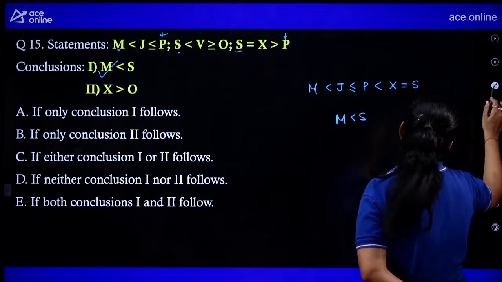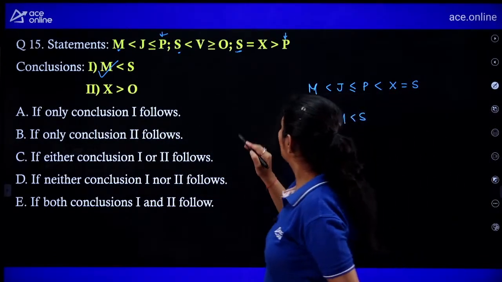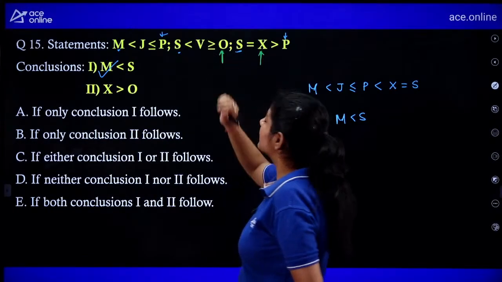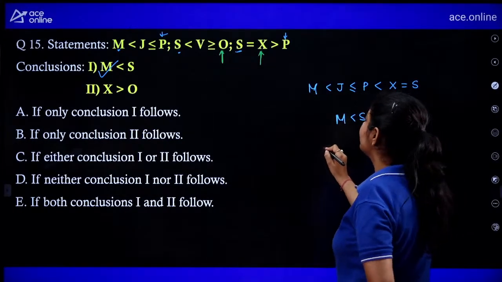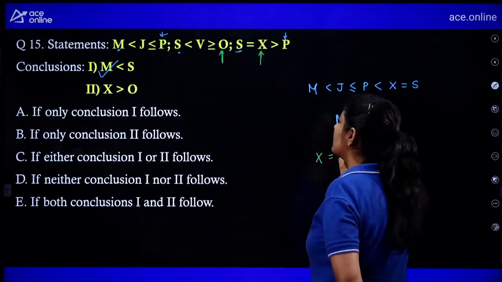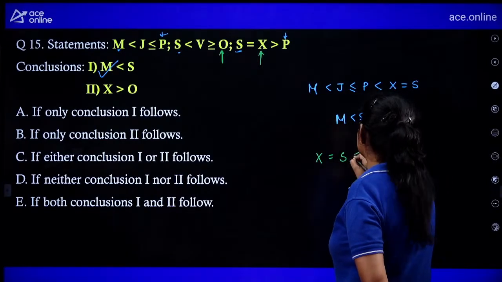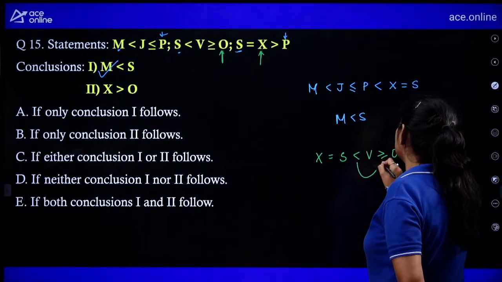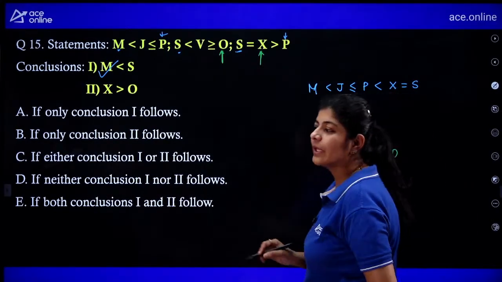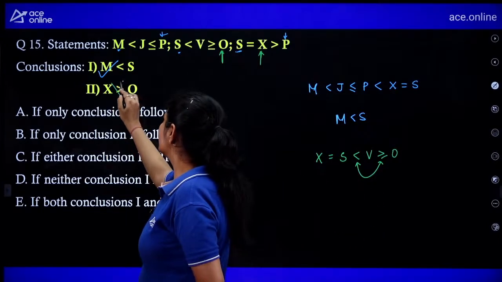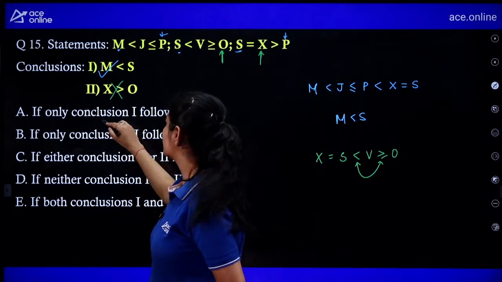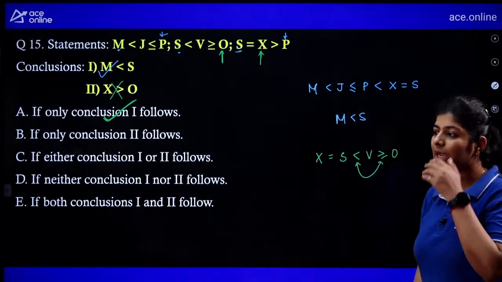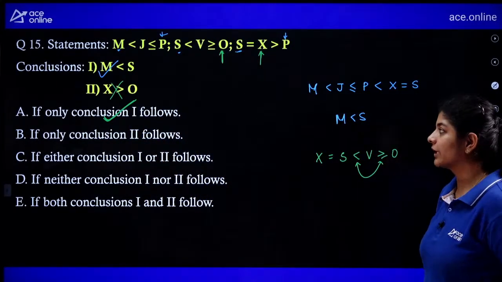Next one, X and O. Here we are having X and here we are having O, so we can relate it with the help of S. X is equals to S, which is S is less than V and V is greater than and equal to O. Here the signs are opposite, that means we can't say anything. So we can eliminate this particular conclusion and option number A is the correct one. And here option number A will be correct.